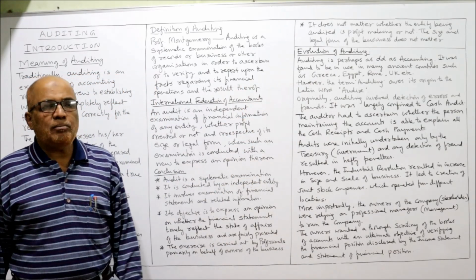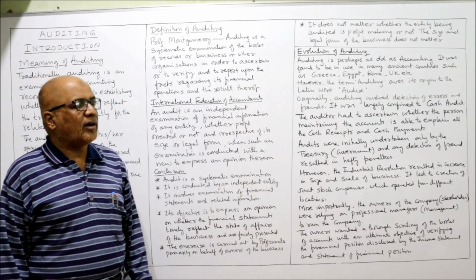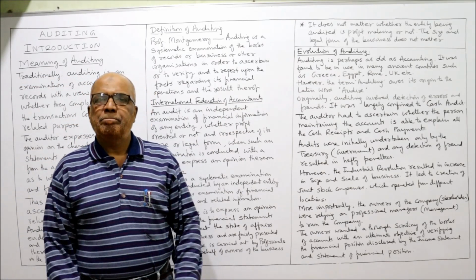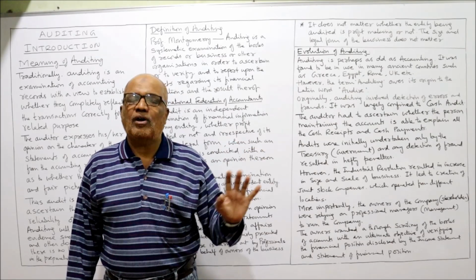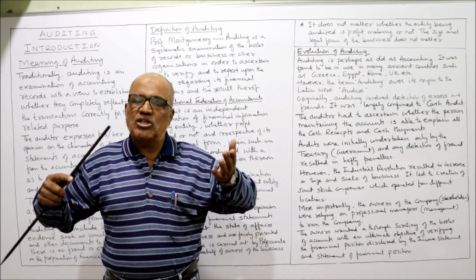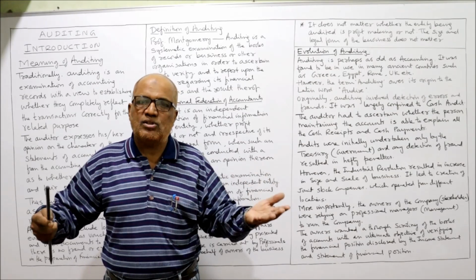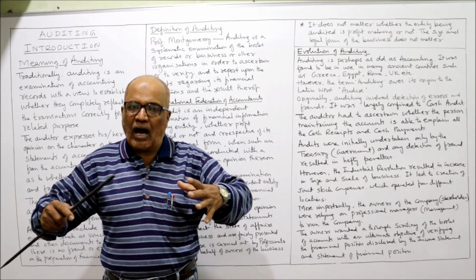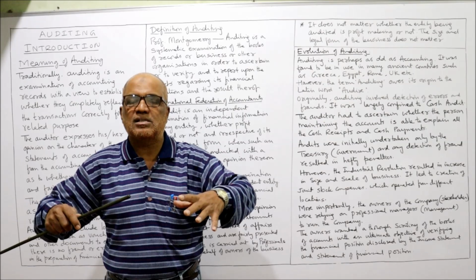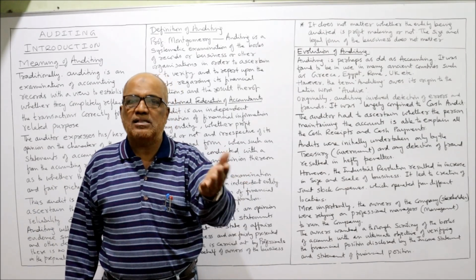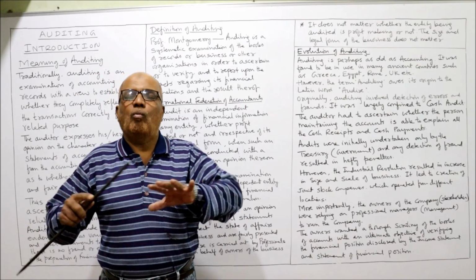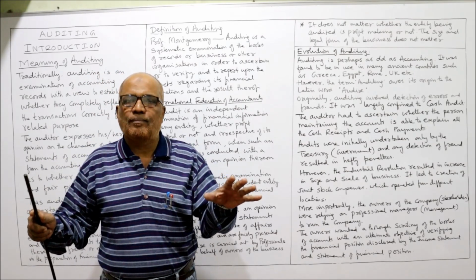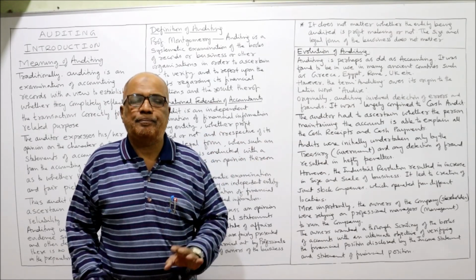Lastly, it does not matter whether the entity being audited is profit making or not. Auditors are not concerned with the form of the organization, whether it is profit oriented or service oriented, a large business or small business, a sole trading concern, partnership or company. Whatever the legal form, whatever the size of the business, the auditors have to give the opinion.